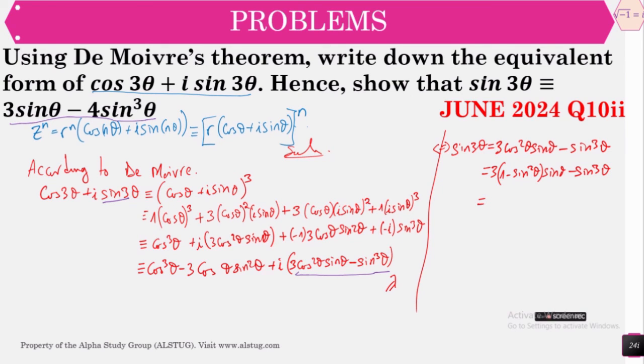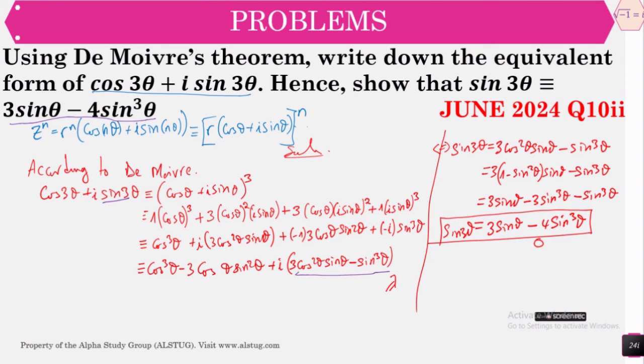From here it becomes 3 sine theta times 1, so we get 3 sine theta, then we get 3 sine theta times sine squared theta, so we have minus 3 sine cubed theta minus sine cubed theta. This results in, of course, 3 sine theta minus 3 minus 1, of course, minus 4 sine cubed theta, and of course this is sine 3 theta, which is what we were told to prove.